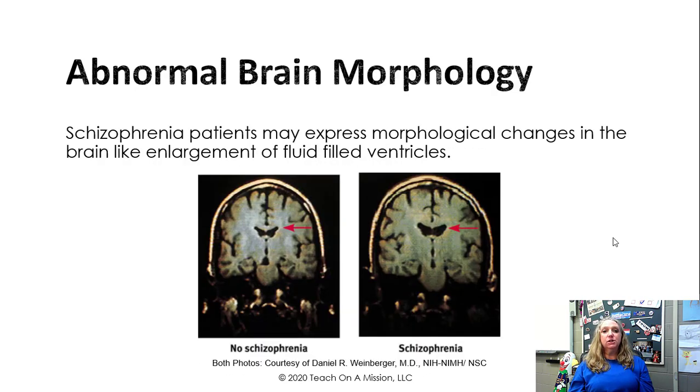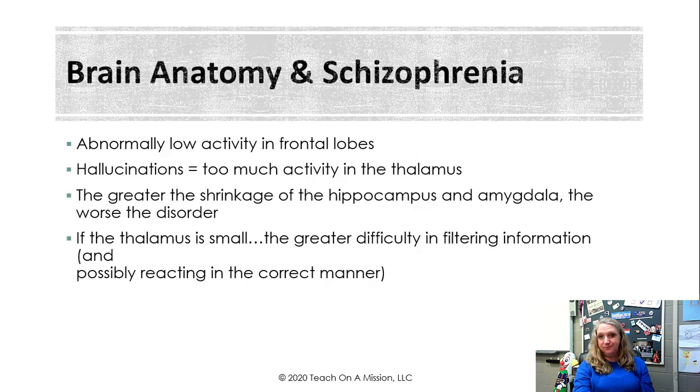Abnormal brain morphology. So schizophrenic patients may also express morphological changes in the brain, like enlargement of fluid-filled ventricles, which you see on these scans right here. On the left is a non-schizophrenic patient. The kind of butterfly image in the middle is what they would deem as normal size. Within the schizophrenic, it is much larger in area, which means that areas around that spot are going to be squeezed and or maybe smaller in size.